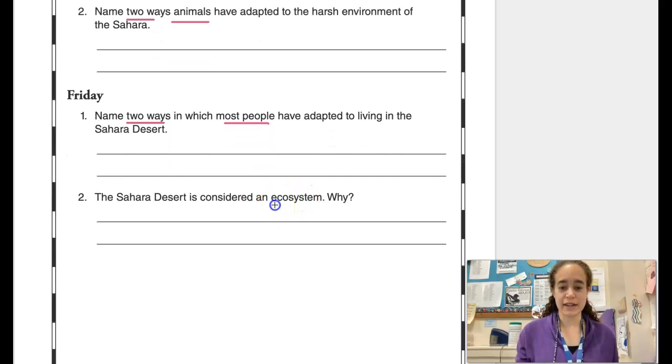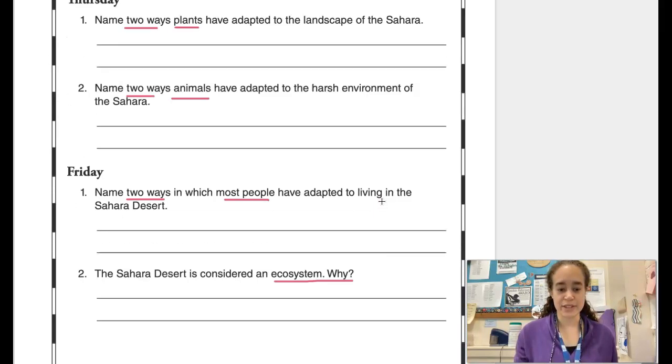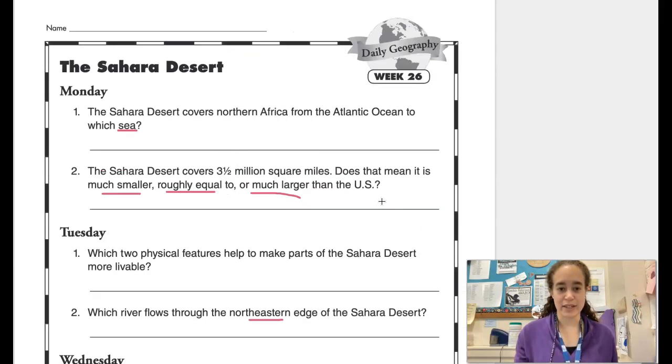And then finally, the Sahara is considered an ecosystem. Why is that? You might want to use the background information to explain why the Sahara is an ecosystem. It could also help if you know the definition of ecosystem as well. And that's the final question on this week's DOG.